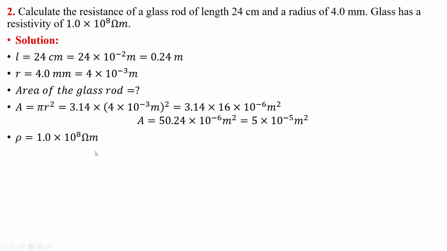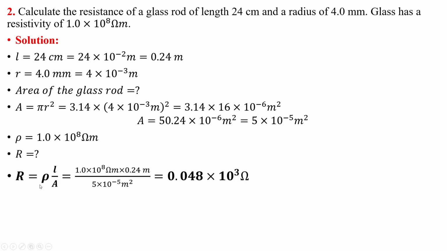Now we have the resistivity of the glass given, and we need to find the resistance. We know that resistance is equal to resistivity multiplied by length divided by area. Putting the values in the equation and doing proper calculation, the resistance of the glass rod comes out to be 0.048 × 10^3 ohm, or it is equal to 48 ohm.